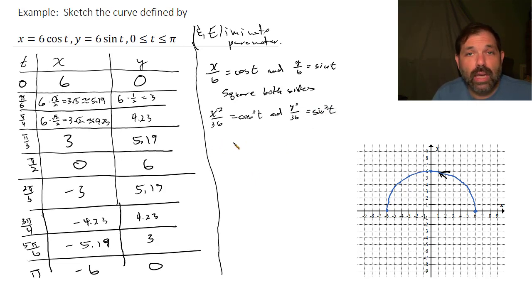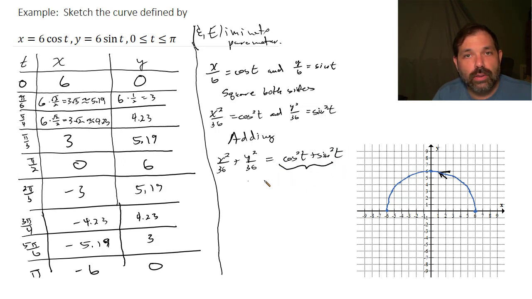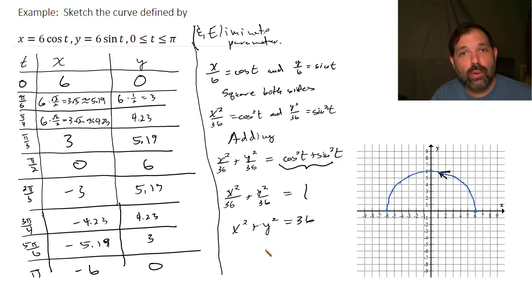Well, then that means that if we add the equations together, we would have x squared over 36 plus y squared over 36 would equal cosine squared t plus sine squared t, and using the Pythagorean identity, the right-hand side of this equation is 1. So x squared over 36 plus y squared over 36 is 1. And if you notice, that's the same as writing x squared plus y squared is equal to 36. A circle centered at the origin with radius 6.